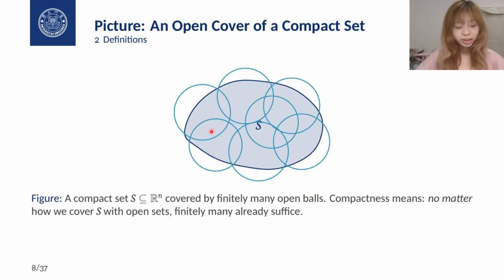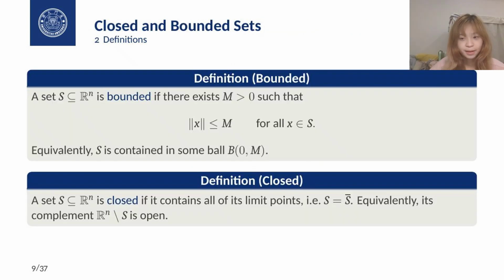And this picture shows exactly that. S is covered by open sets, and no matter how someone arranges those open sets, finitely many are always enough. Bounded means a set S fits inside a ball B(0, M), so there is an M where the norm of every x is at most M. And closed means S contains all its limit points, or equivalently, the complement, R^n minus S, is open.